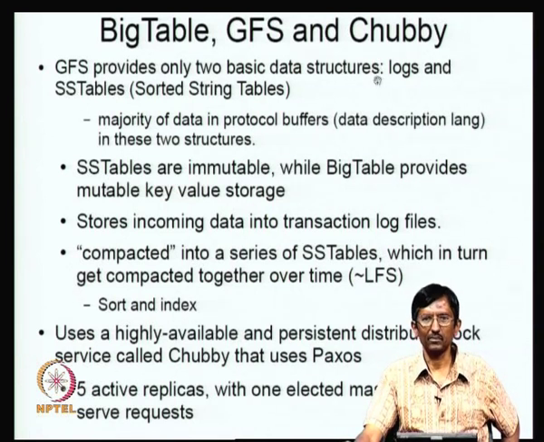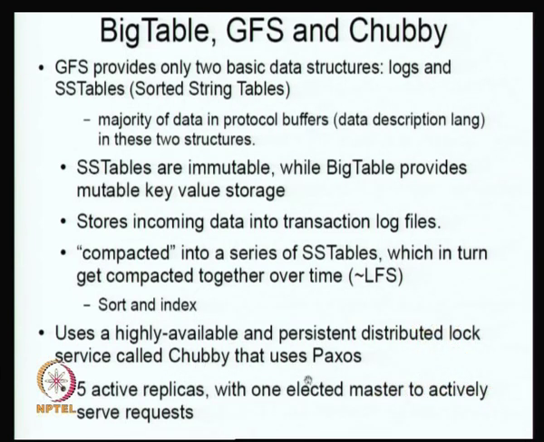Another thing that the system uses is something called Chubby, which is basically a highly available and persistent distributed lock service, and uses Paxos. It has 5 active replicas with an elected master to actively serve requests. Again, this is a lock service, so it is used whenever you want mutual exclusion across multiple nodes. For example, if you want to make sure there's only a single master, then you use a lock, Chubby.